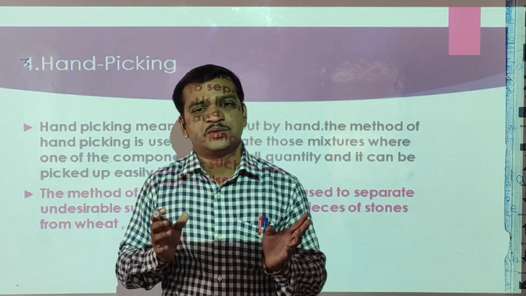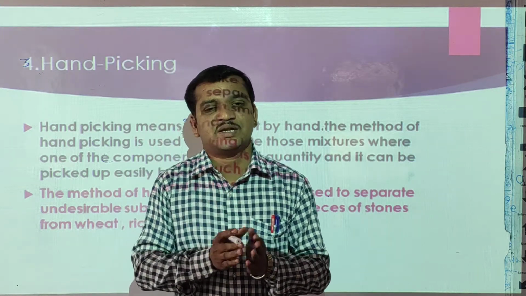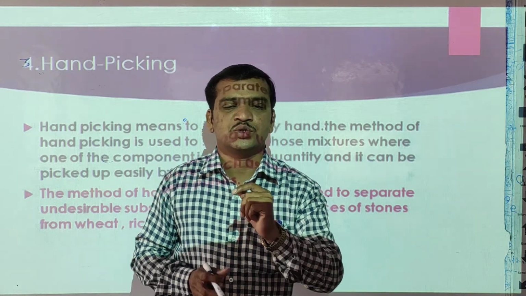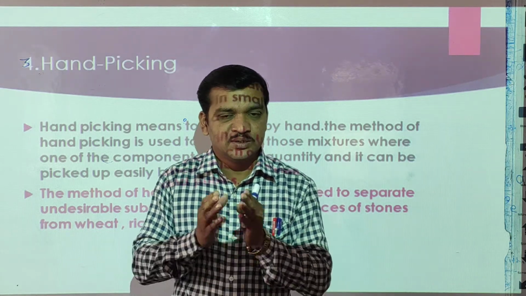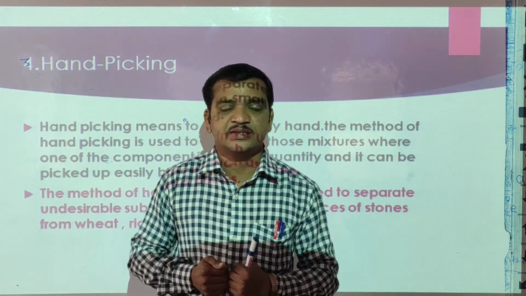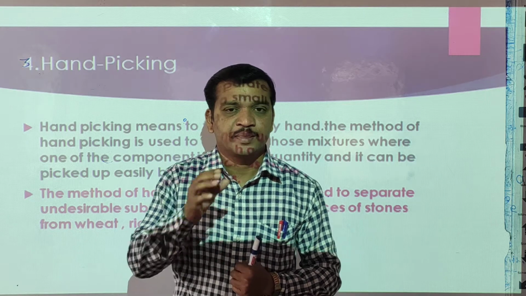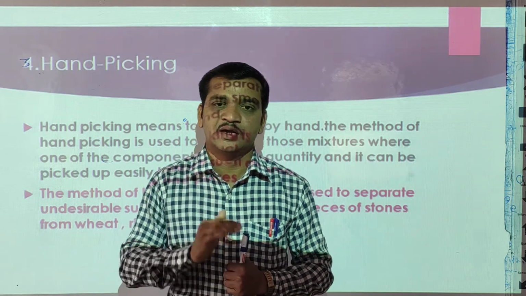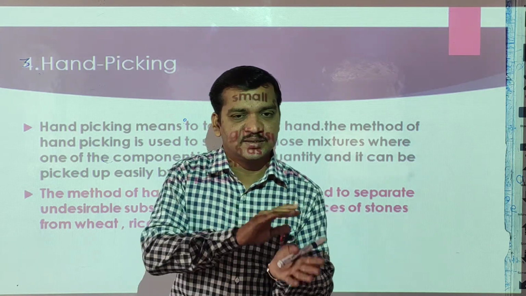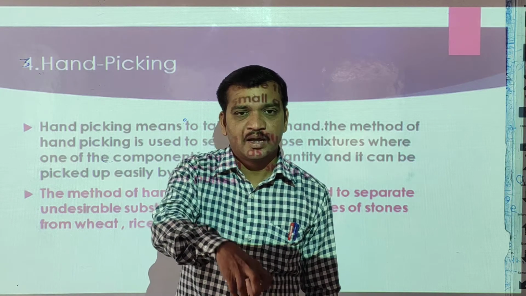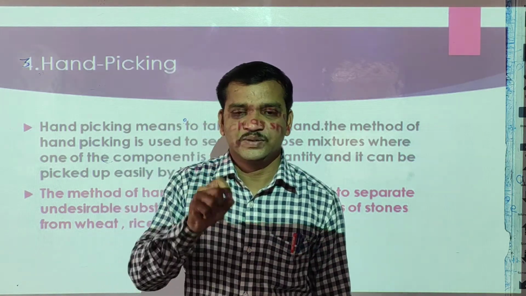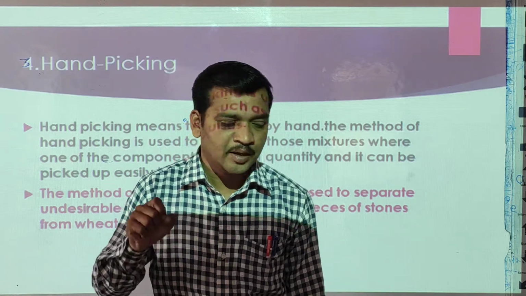Okay. So sometimes what happens is that we have mixtures like jowar and insects, or wheat and stones. In these mixtures, wheat and jowar are the wanted substances, whereas the stones and insects are unwanted substances, things that we remove or pick out with the help of our hand. So this method is called the hand picking method.